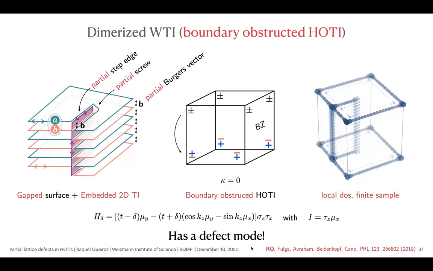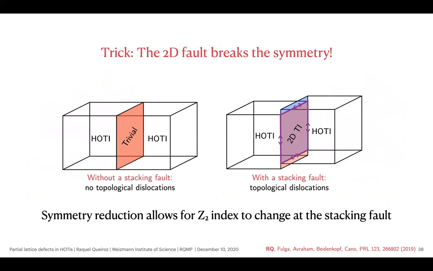So what is the trick here? Why did we manage to kind of evade the criteria? It is because the defect is not a 1D defect. The stacking fault, the two-dimensional stacking fault, is the defect. So in complete generality, in the higher order TI, if I were to construct any line defect which is not attached to a two-dimensional defect, I would have no modes at that 1D defect.